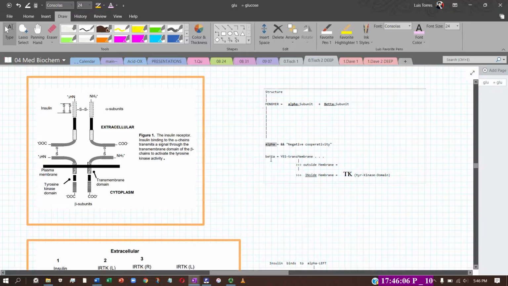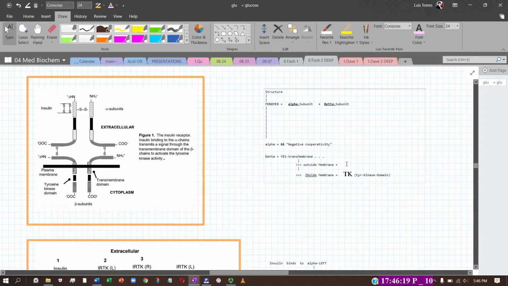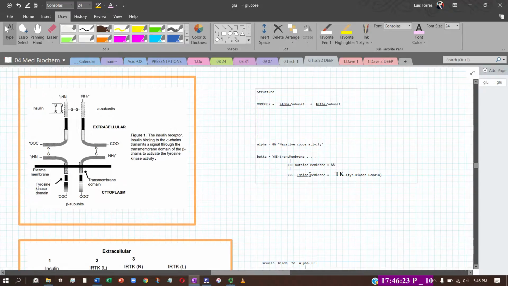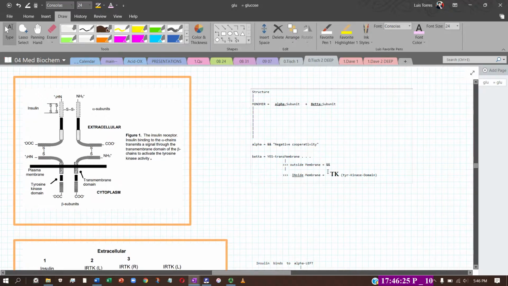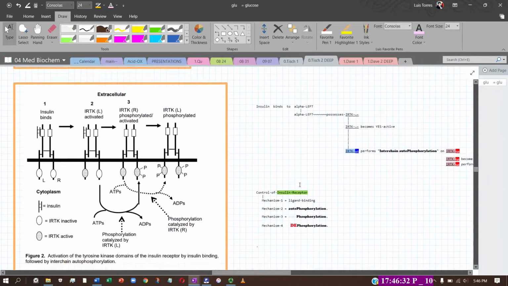And then something noteworthy about the beta domain is that this is the portion, this is the subunit which is transmembrane. And outside the membrane, there are no noteworthy notes. Inside the membrane, however, you have the TK, the tyrosine kinase domain. That will become very important coming up.